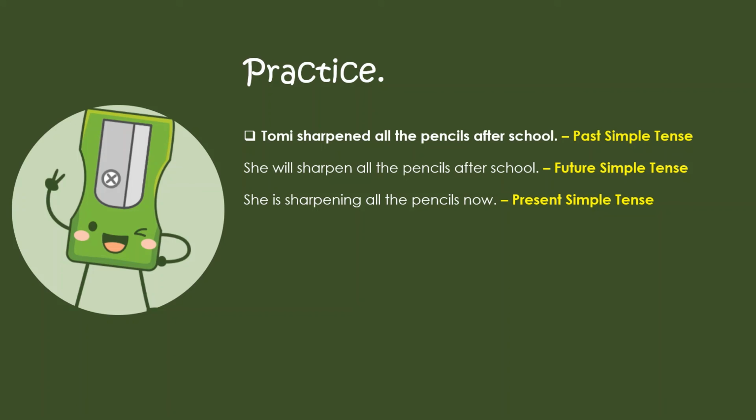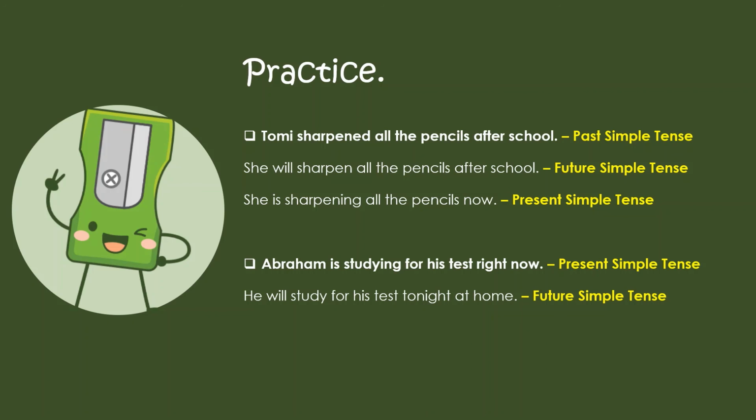Abraham is studying for his test right now. What form of tense is that? Correct, the present simple tense. In a future simple tense, you can have he will study for his test tonight at home. And in a past simple tense, he studied for his test last night. That's already happened in the past.